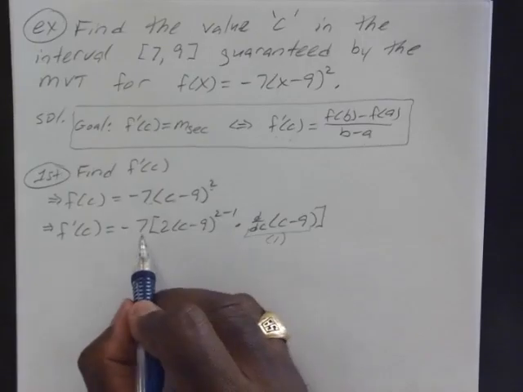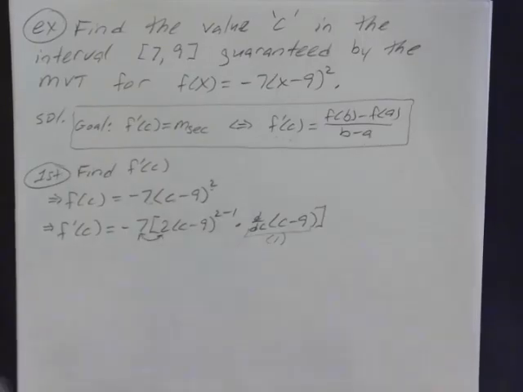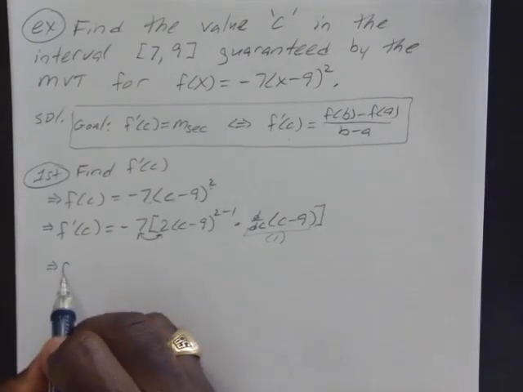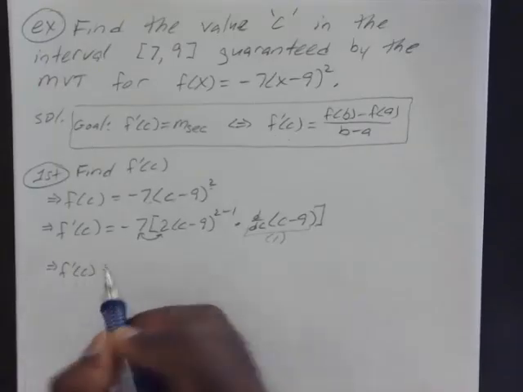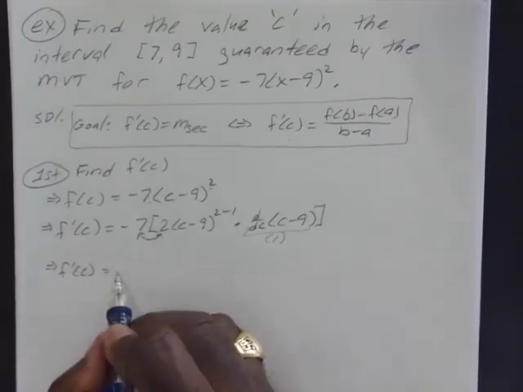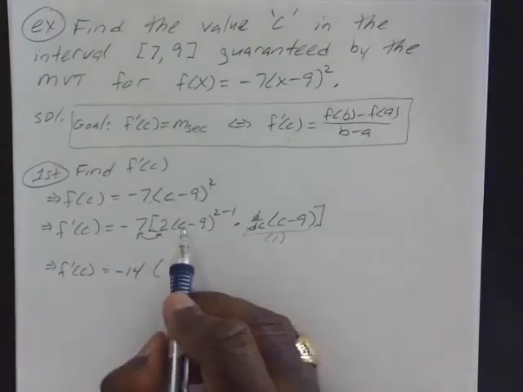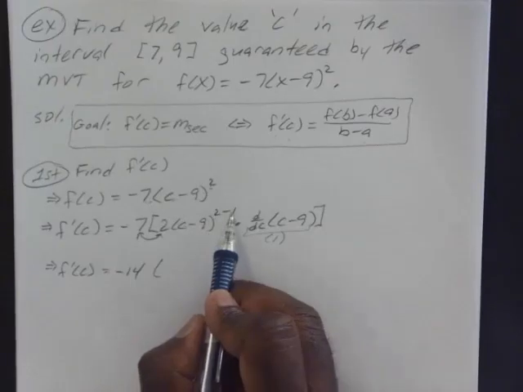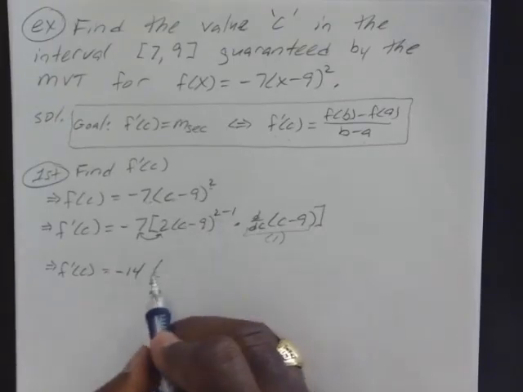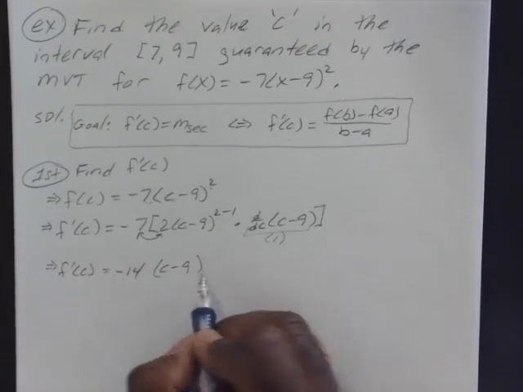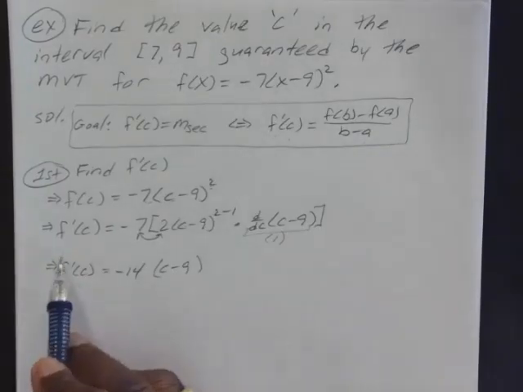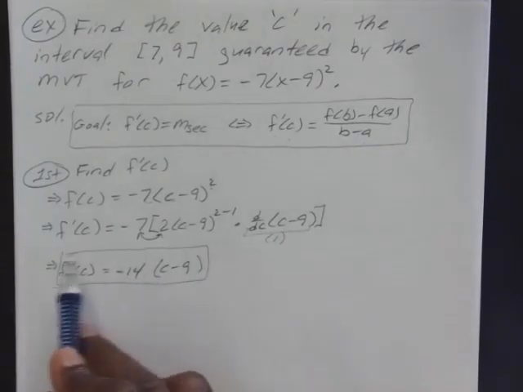Okay. So if we go ahead and multiply those two, we know that f prime of c is equal to -7 times 2, which is -14, times c minus 9 to the power of 2 minus 1, which is just to the first power, times c minus 9. Okay, so we have our f prime of c.